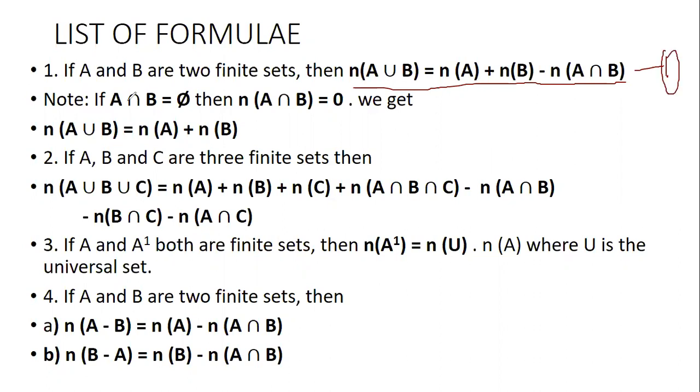Now suppose there is a separate scenario that is happening. What is that? A intersection B is a null set. Suppose there are no elements in A intersection B. In that case, I can represent that as 0 elements in the set, because a null set has no elements. So that is n of A intersection B. So in this scenario, what will this formula get changed to?